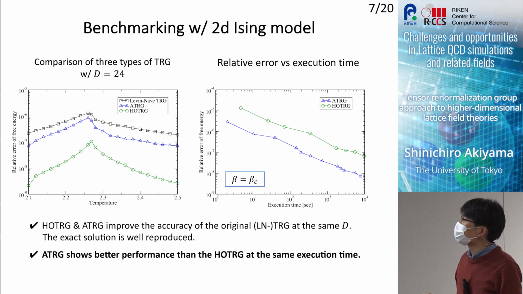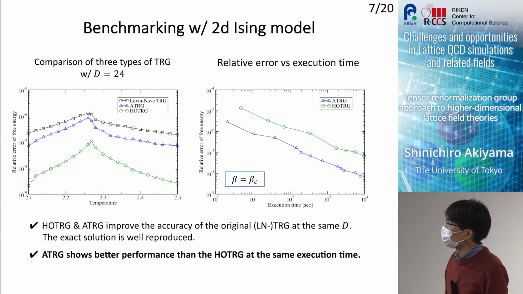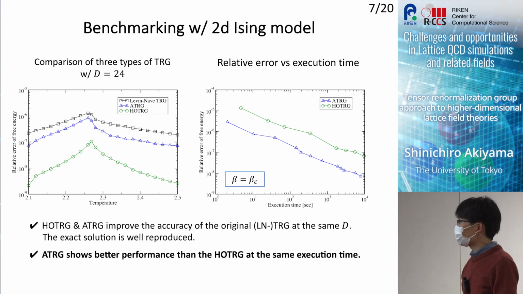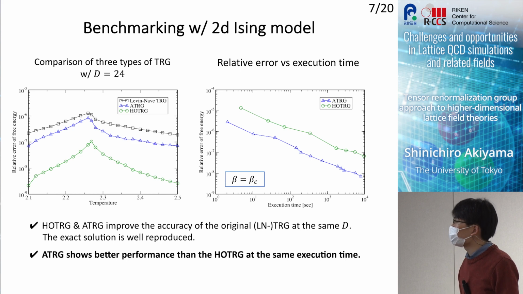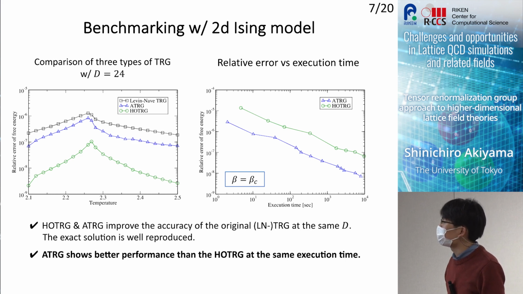The different curves show the results obtained by various types of TRG algorithms, and you can see this type of behavior with the fixed bond dimension calculation. On the right-hand side, I'm also showing the relative error of the free energy, but here the x-axis shows not temperature, but the execution time. This calculation is done at the criticality.